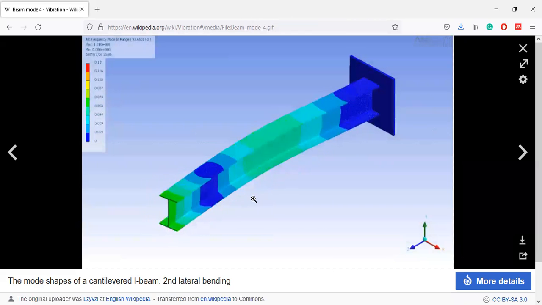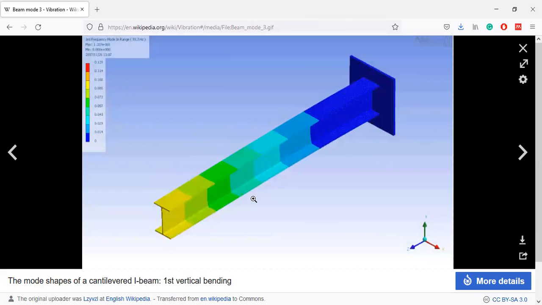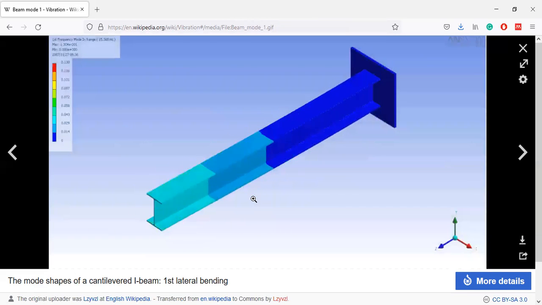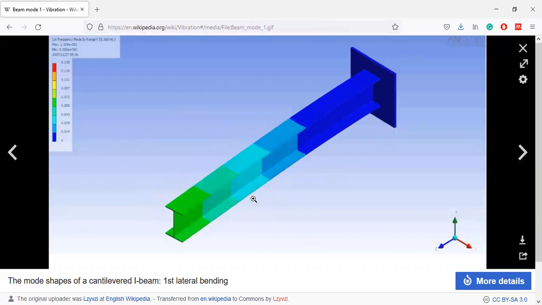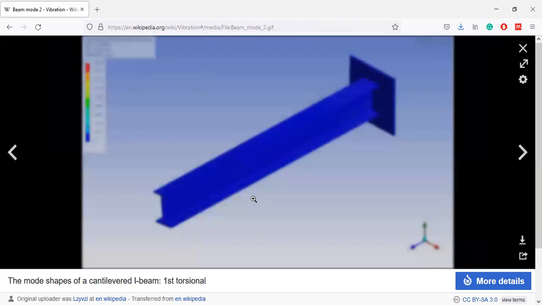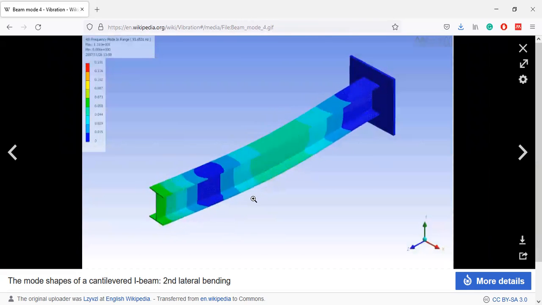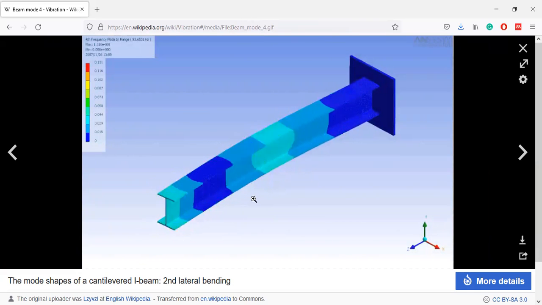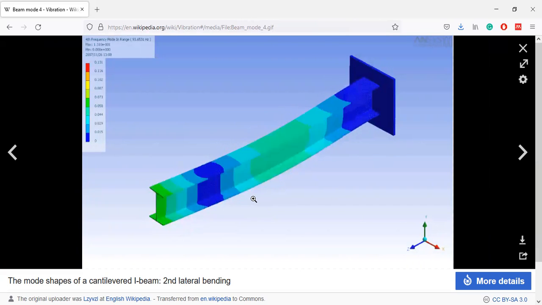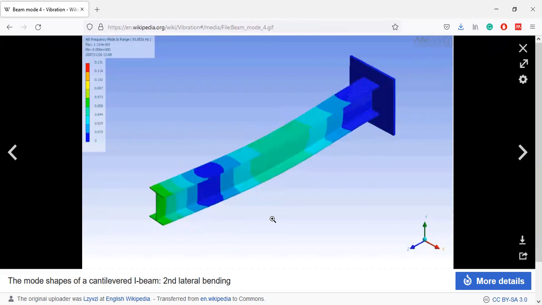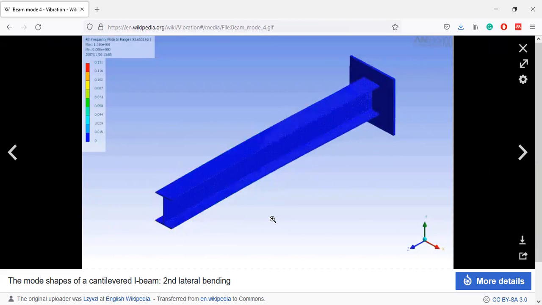Actually, this is the first lateral bending. We can see here a simple bending case, but if we look here, there is a second mode shape in the beam. So this is what we call lateral bending in the second mode.